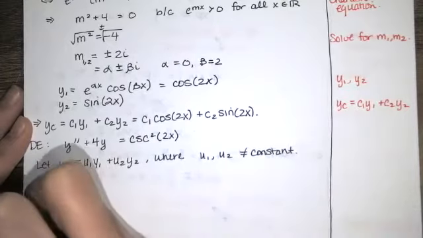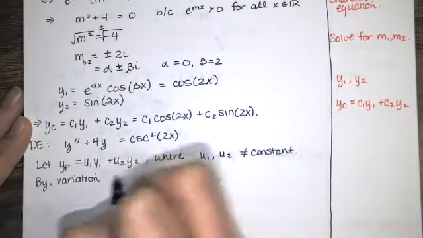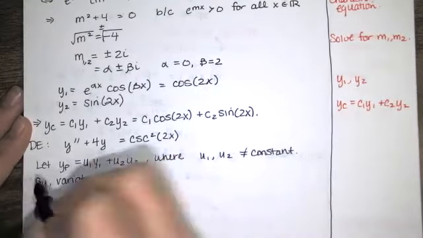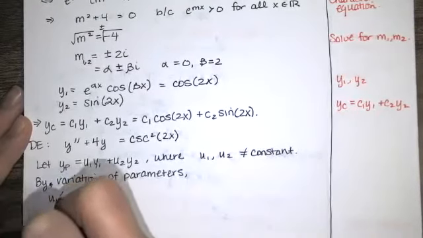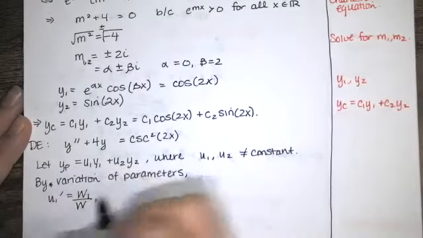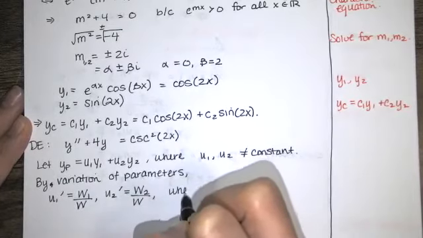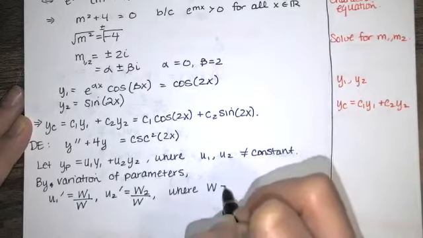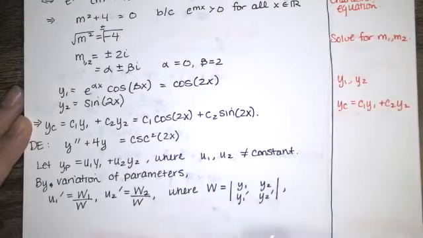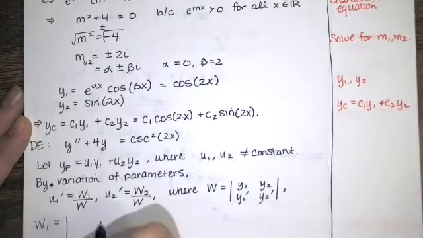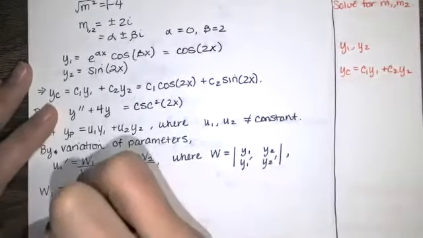Then we're going to skip a few steps because this is kind of long. And we're going to say by variation of parameters, the following must be true. u1 prime must be equal to w1 over w, and u2 prime must be equal to w2 over w, where w is the Wronskian of y1 and y2, and w1 looks very similar to the Wronskian, but we swap out that first column for a 0 and an f of x.